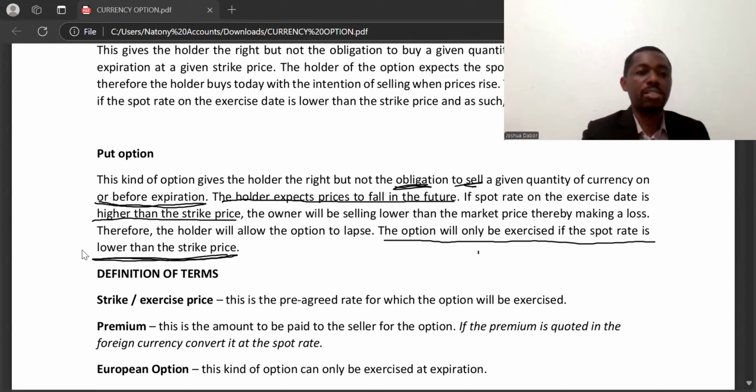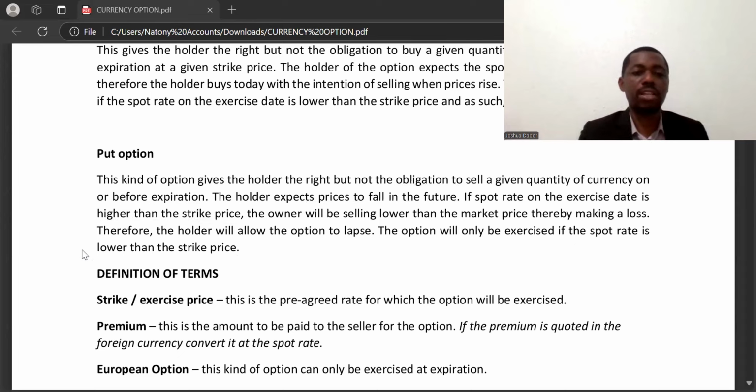Now, let me define some terms before we go further. Strike price. So the amount at which you are buying or selling under the option is known as what? The strike price. So sometimes you may hear strike price, sometimes you may hear what? Exercise price. They both mean the same thing. Premium. This is the amount to be paid to the seller of the option.